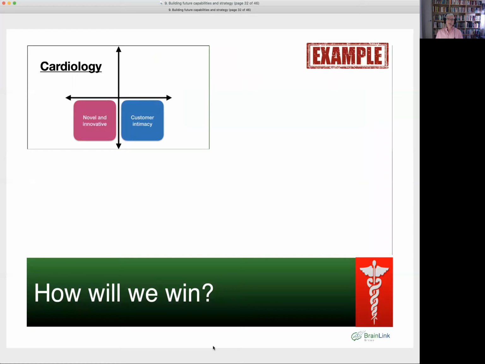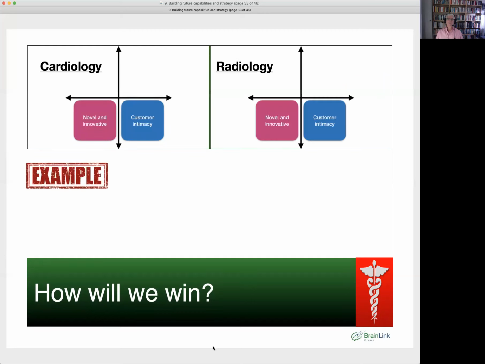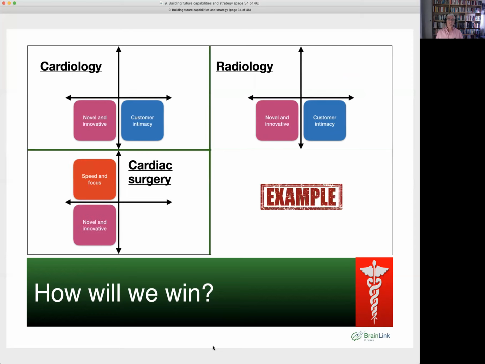We found that in cardiology, what they really wanted was customers to understand them and come up with innovative solutions for them. We found in radiology, they wanted a very similar combination. There's a great similarity between those two market segments. However, in cardiac surgery, this is where the surgeon actually really opens up the heart and conducts open heart surgery. Here, the issue is more about innovative but fast.